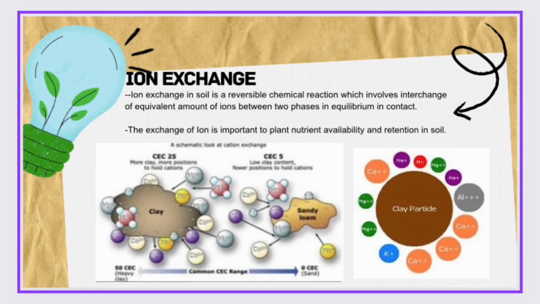We are going to focus on cation exchange capacity and anion exchange capacity. What is ion exchange? Ion exchange in soil is a reversible chemical reaction which involves interchange of equivalent amounts of ions between two phases in equilibrium in contact. The exchange of ions is also important to plant nutrient availability and retention in soil.